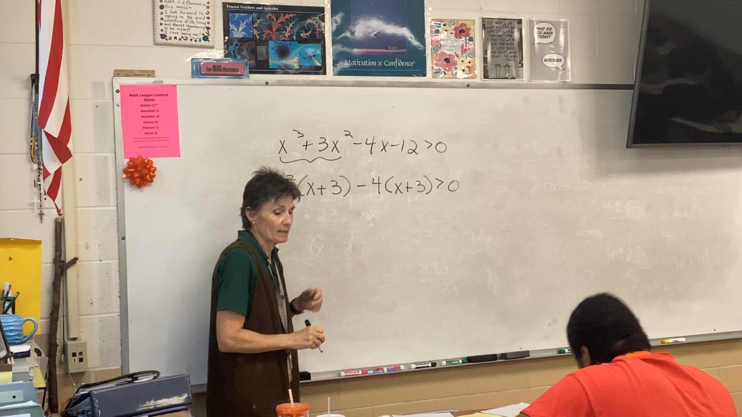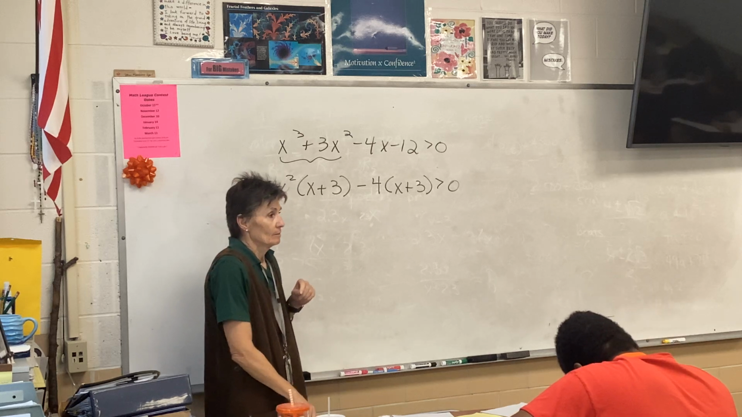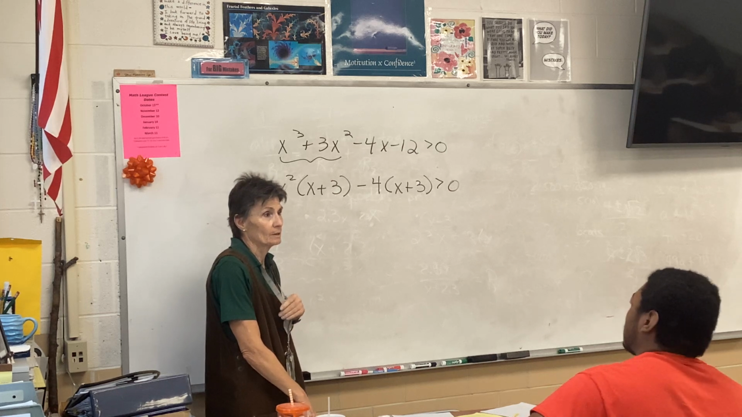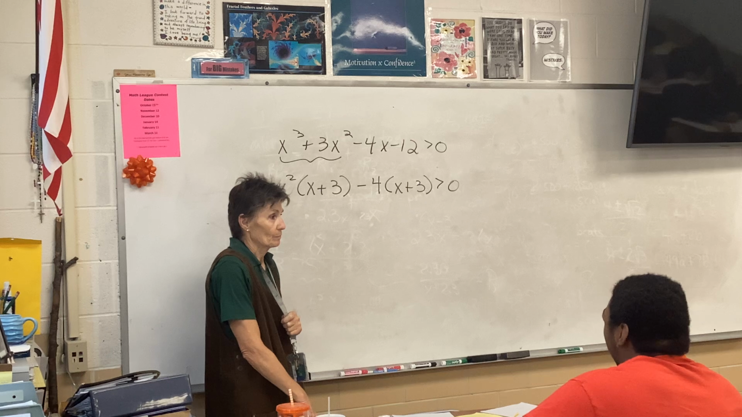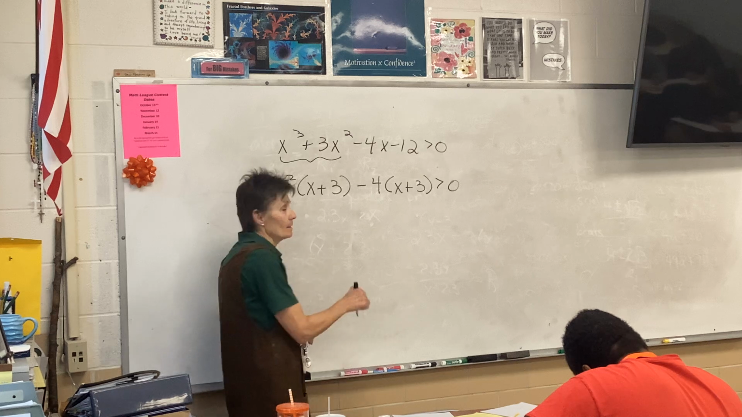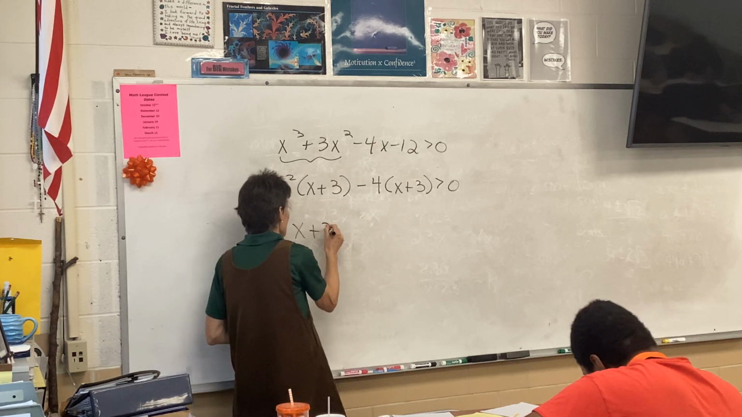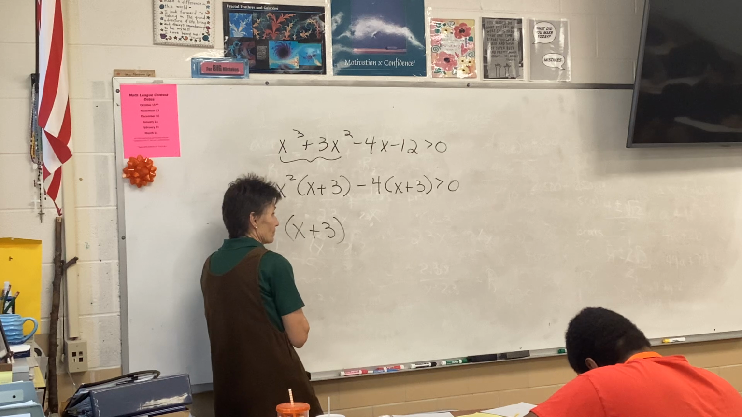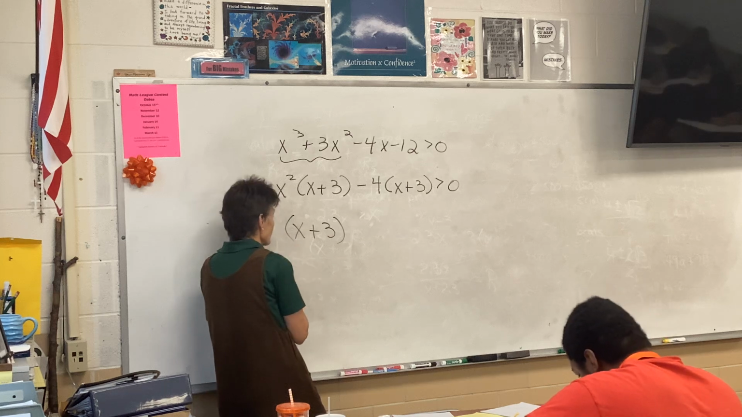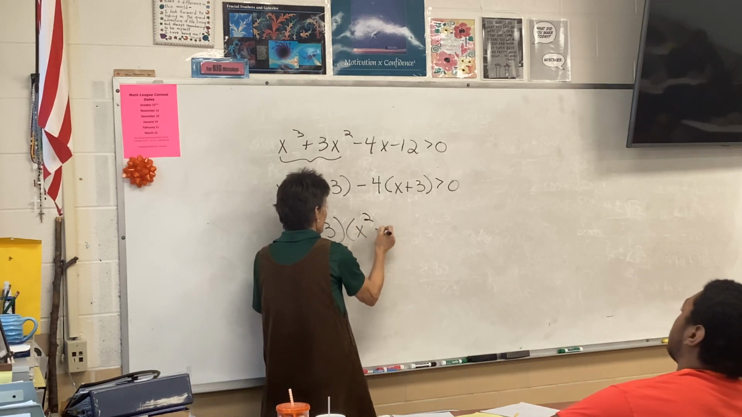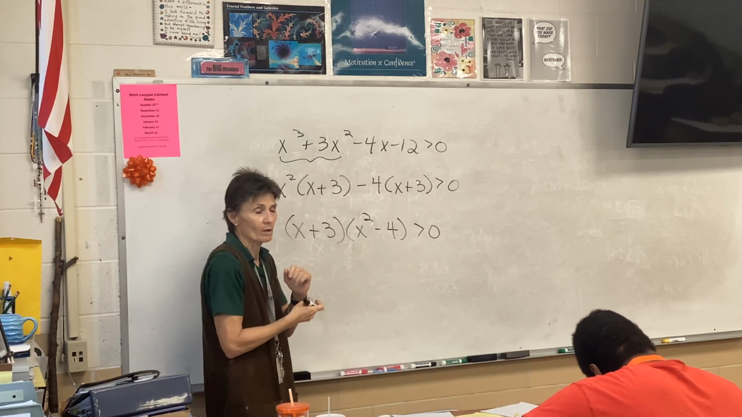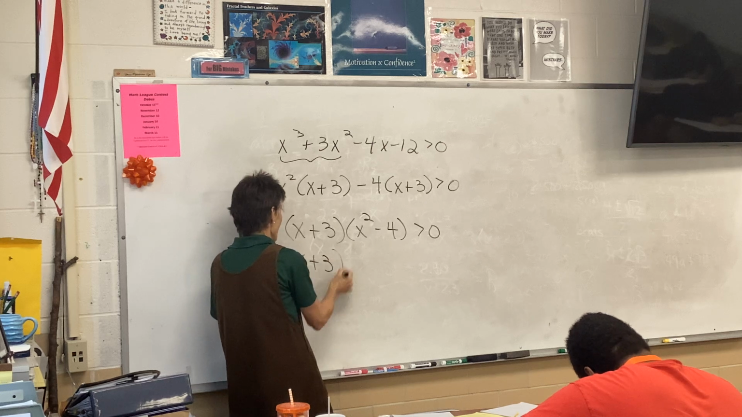Right, make sure you can do that on your own, guys. It's one thing to just copy down what Miss Ford's doing, but you need to be able to do this on your own. Okay? Now, write down your x plus 3. Not twice. Not x minus 3. Just write down x plus 3. And then x squared minus 4. And what about x squared minus 4? Okay. X plus 2, x minus 2.